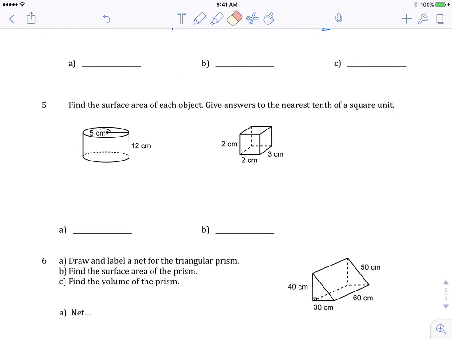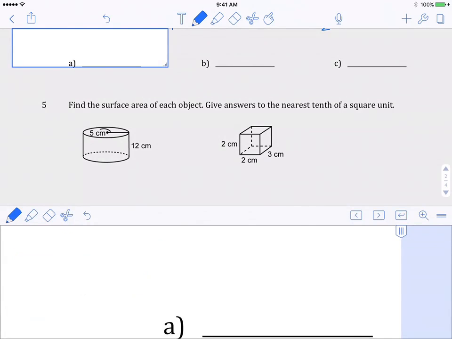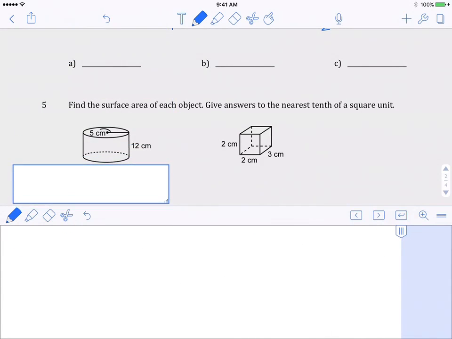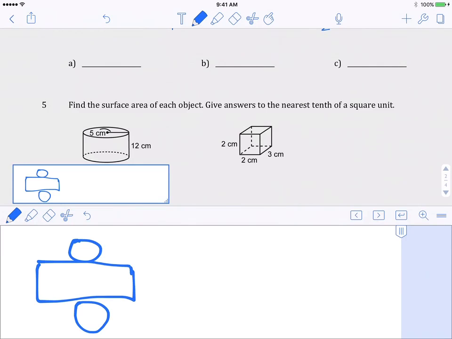The surface area of each object. To find the surface area of a cylinder, you want to open that up and take a look at what the net would look like. And the net for a cylinder, you may recall, looks something like this. A circle, and a circle here, right?